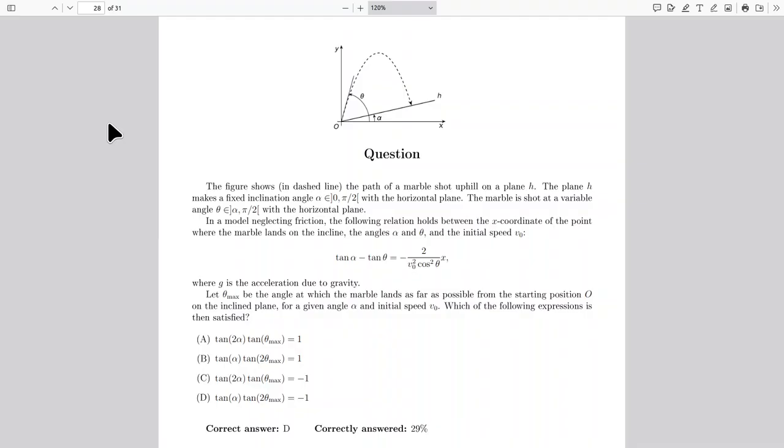physicists into Flemish universities, and you can see only 29% of them got this one right. So if you want to have a go at it, you can pause the video and read the question and try it for yourself. I'll put it a bit bigger on the screen.